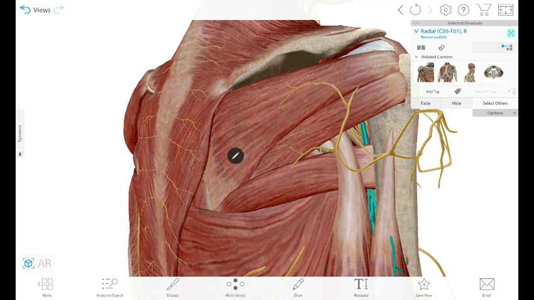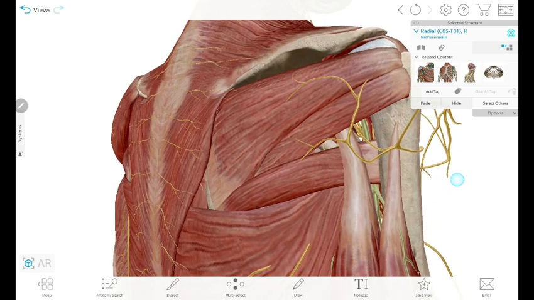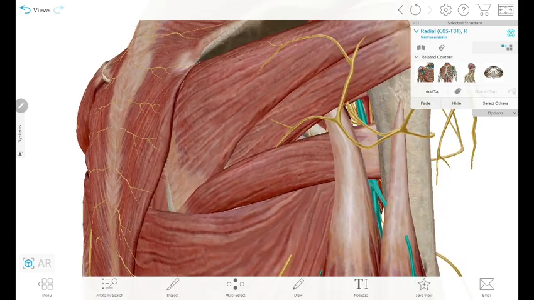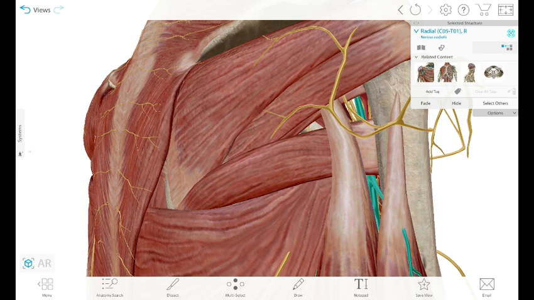So this is the supraspinatus muscle, and these muscles are the teres major muscle and the teres minor muscle, and on the ventral side will be the subscapularis muscle, and we can see this is the radial nerve. The radial nerve is lying over the surface of these back muscles, the teres major, the teres minor, and the subscapularis muscle.